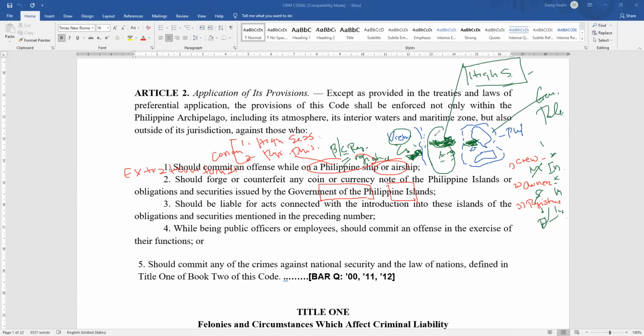Importante is this second situation. Registered in the Philippines as well as it should be in the high seas. Registered in the Philippines and in the high seas. If it is within the jurisdiction of another country, we do not have jurisdiction to try the case. Okay? I hope it's clear to you. Next.